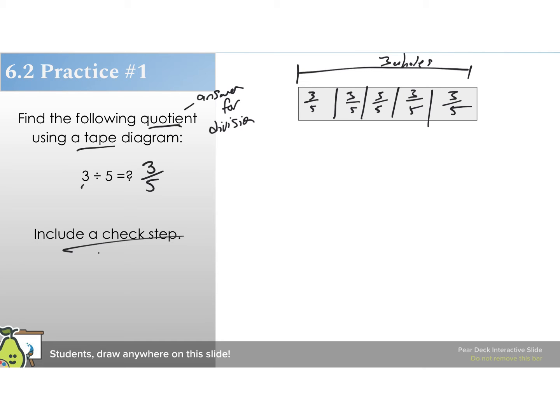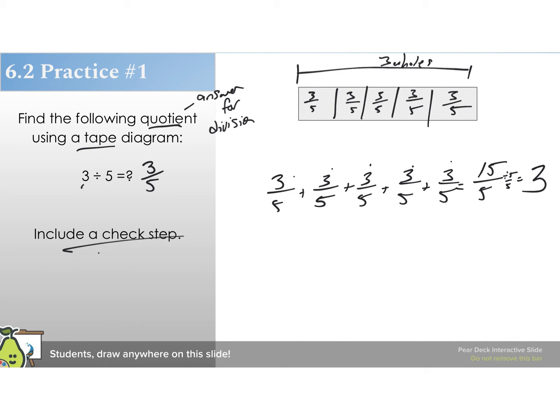I'll include a check step, so 3/5 plus 3/5 plus 3/5 plus 3/5 plus 3/5 is 3, 6, 9, 12, 15. 15/5. If we divide them both by 5, this is equal to 3. I got back to my original number, so this is my check.